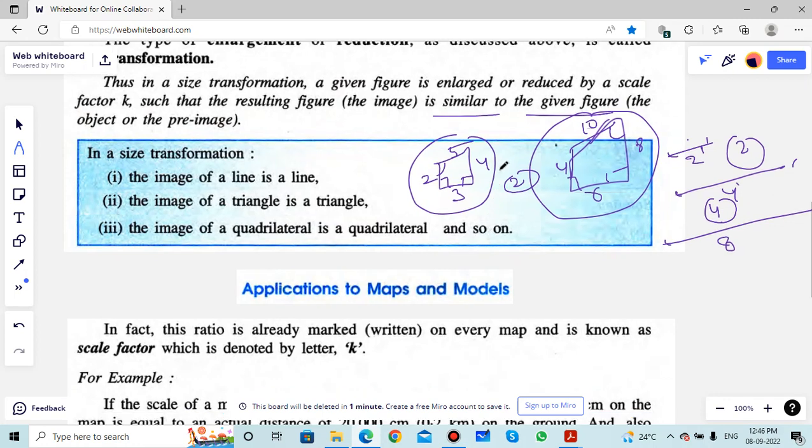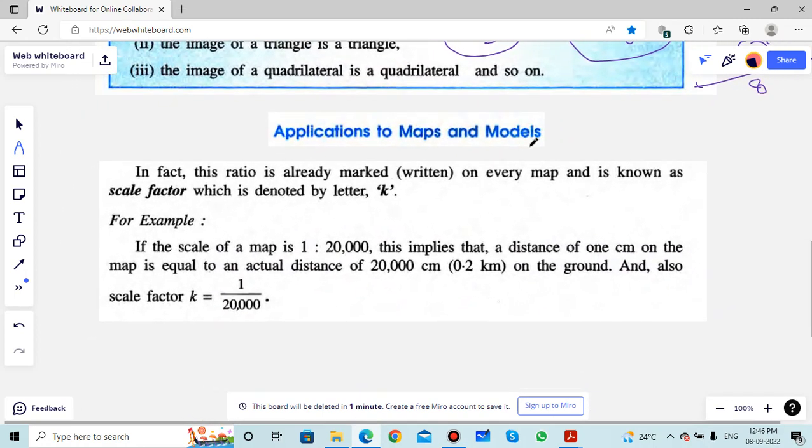So where do we use it? We use it in maps and models, and we will have questions based on them. In fact, this ratio is already marked on every map, and we know it as a scale factor, and it is denoted by the letter K. In any map you will find a scale factor mentioned at the top somewhere, scale factor K.